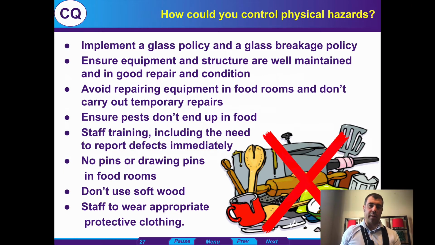Because imagine that the engineer is carrying a bolt or a screw in the pocket and it falls into the food that ends up on the guest table, you're going to get into very big trouble. Ensure pests don't end up in food. This also relates to positioning electrical fly killers and any devices properly. Staff training, including the need to report defects immediately.